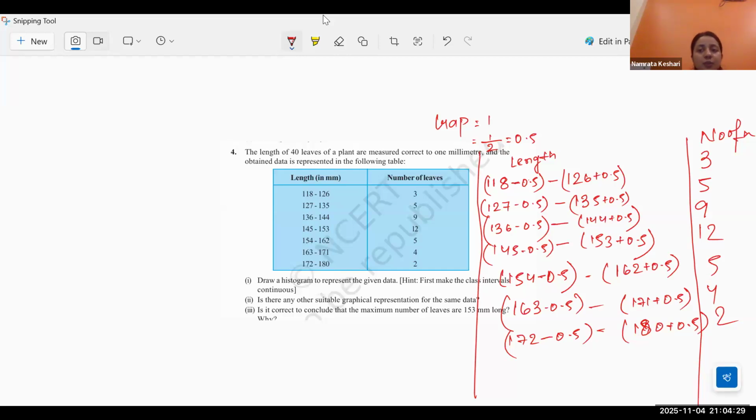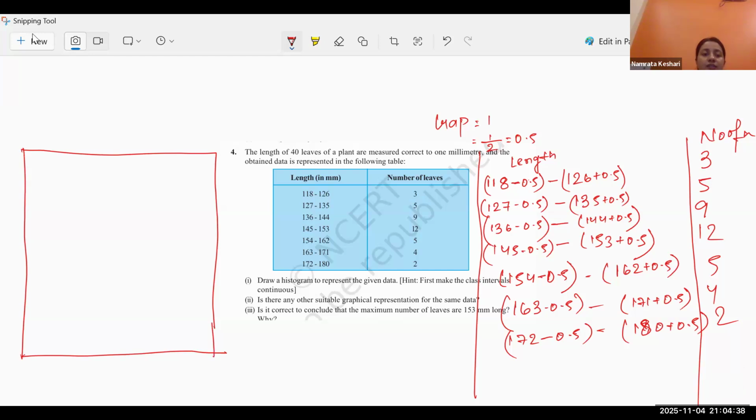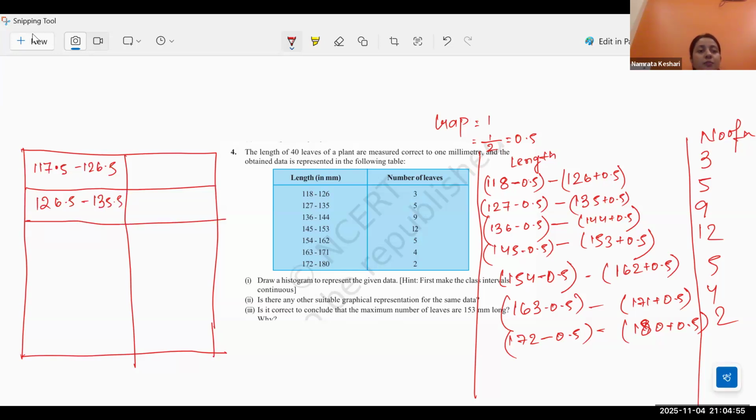Now after that we will be making this table again properly, and this time we'll be writing the final class intervals. So our class interval will become 117.5 to 126.5. Then 126.5 to 135.5. Can you see it became continuous? It was not continuous, but now it became continuous. 135.5 to 144.5.